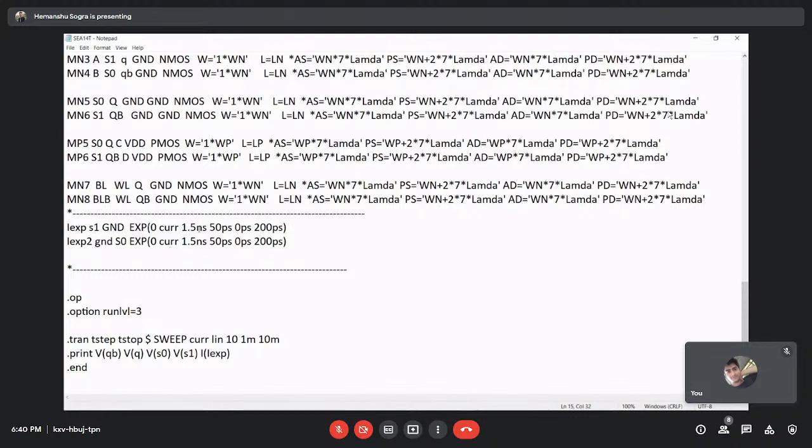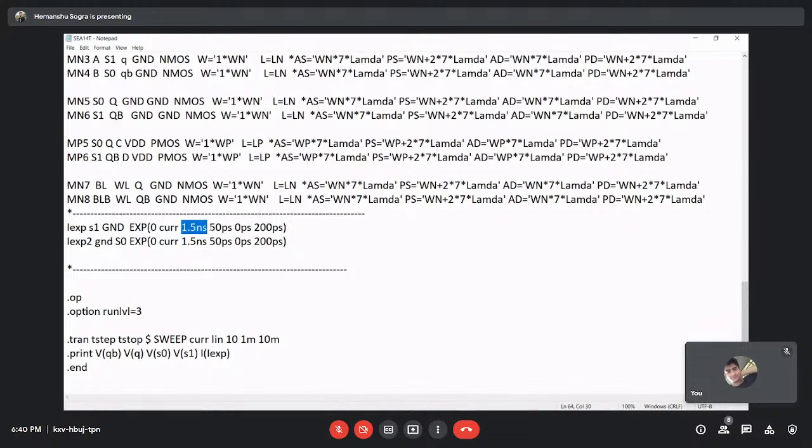Then this 1.5 nanosecond is the time when you are applying the pulse. You are simulating for 4 nanosecond, but you are applying the current pulse at 1.5 nanosecond. Understood? Okay.